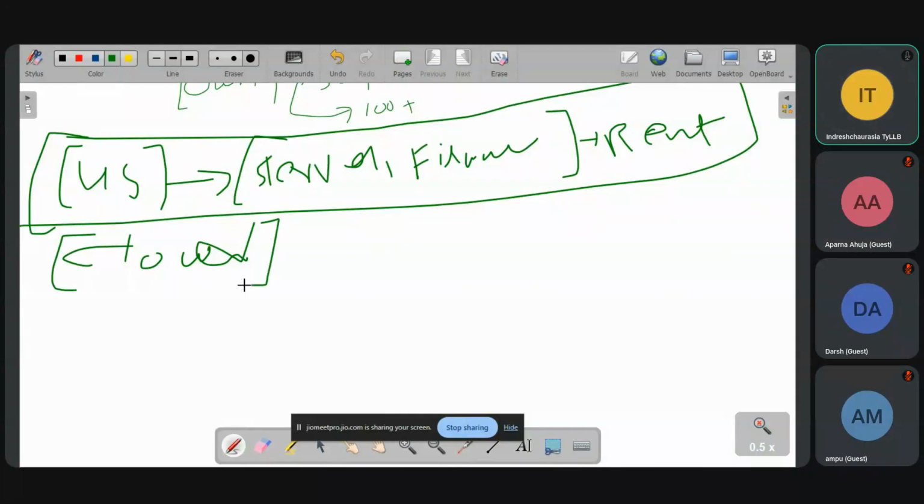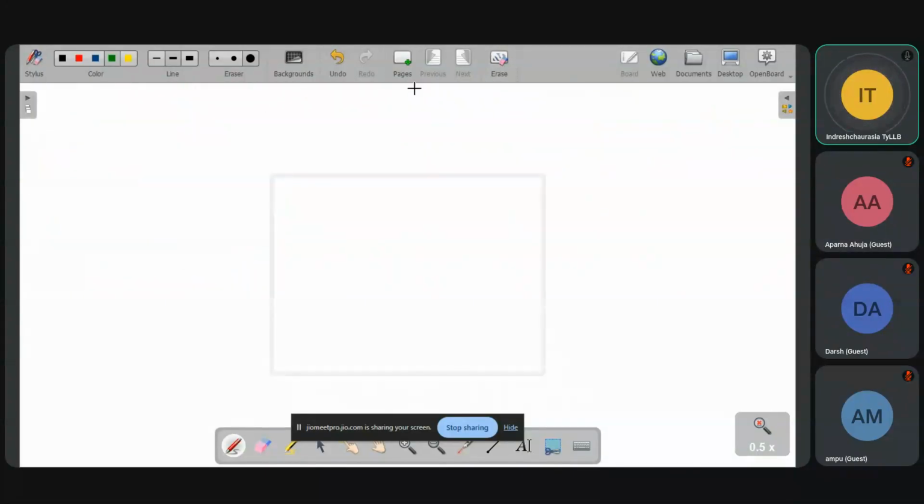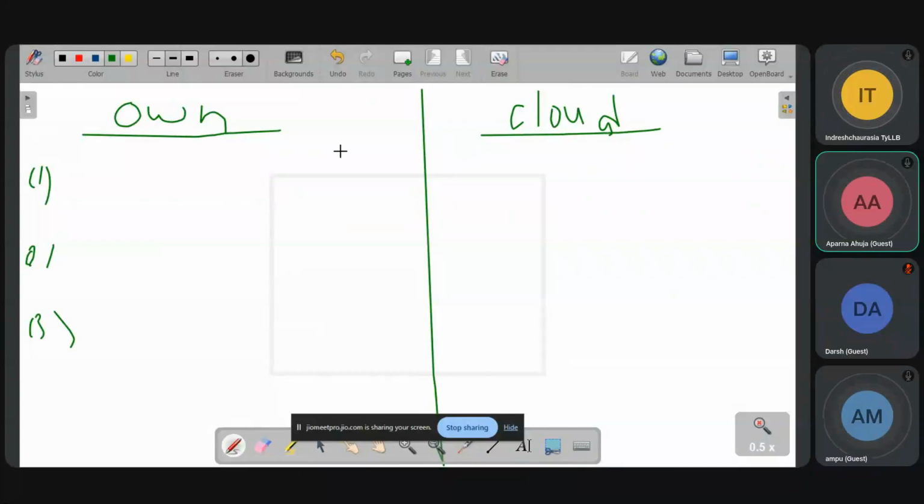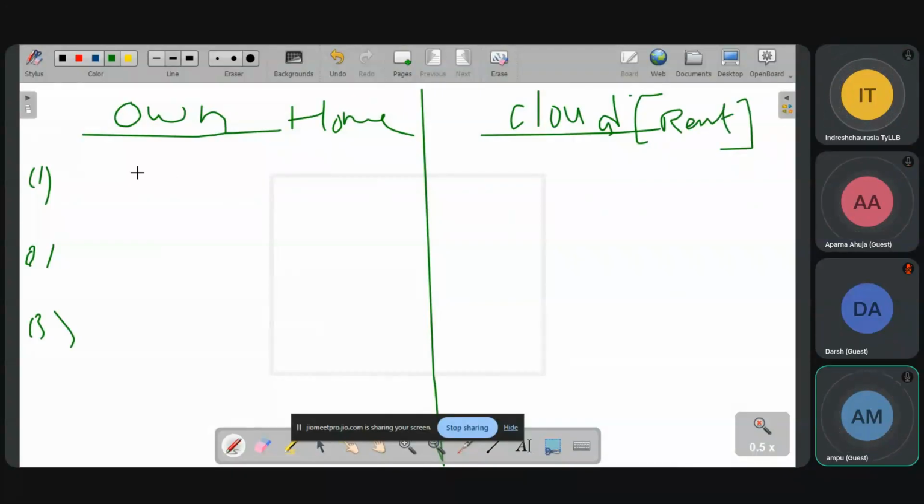See, when I'm building my own data center versus building in the cloud, just try to think what the three differences will be. I have my own data center, like I have my own home, and I have my rented home. So less hardware? Yes, the hardware is the same, but it will not be on our own premises.